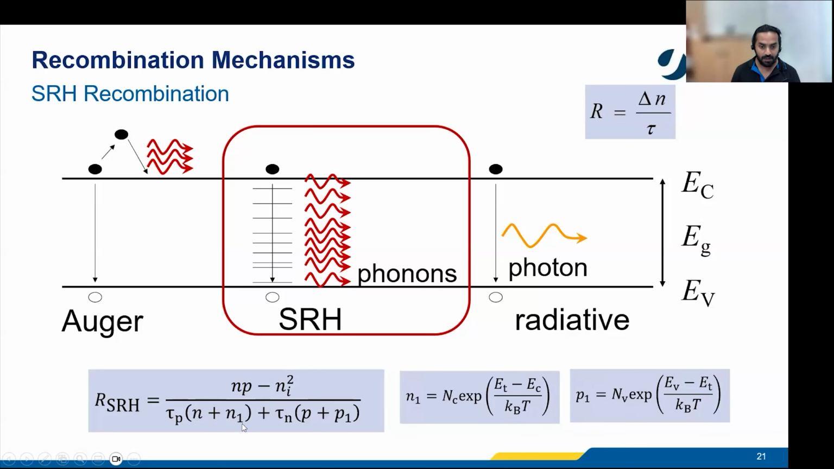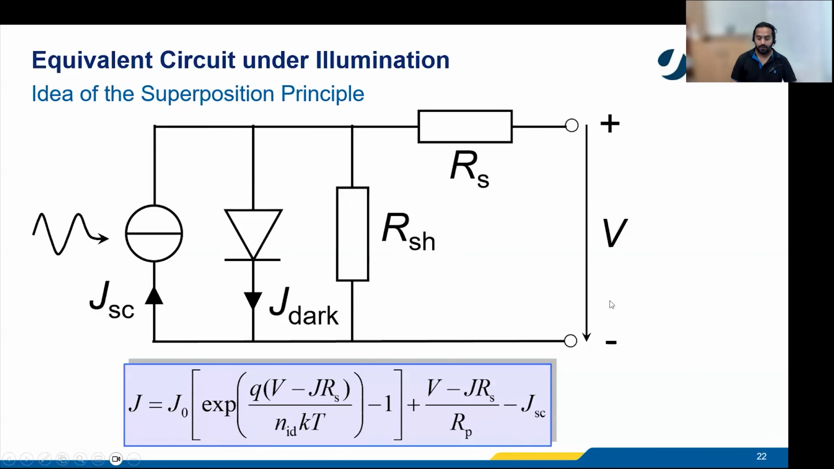There's additional terms here, n1 and p1, and those are basically terms where n1 corresponds to the electron concentration when the electron Fermi level is coinciding with the trap energy level, as you can see here, and vice versa for the holes. So these n1 and p1 terms become quite relevant when you have shallow traps that are close to either the conduction or the valence bands. But in the case of deep defects, they are frequently neglected and the whole equation simplifies. Okay, so that's a basic summary of the recombination mechanisms.